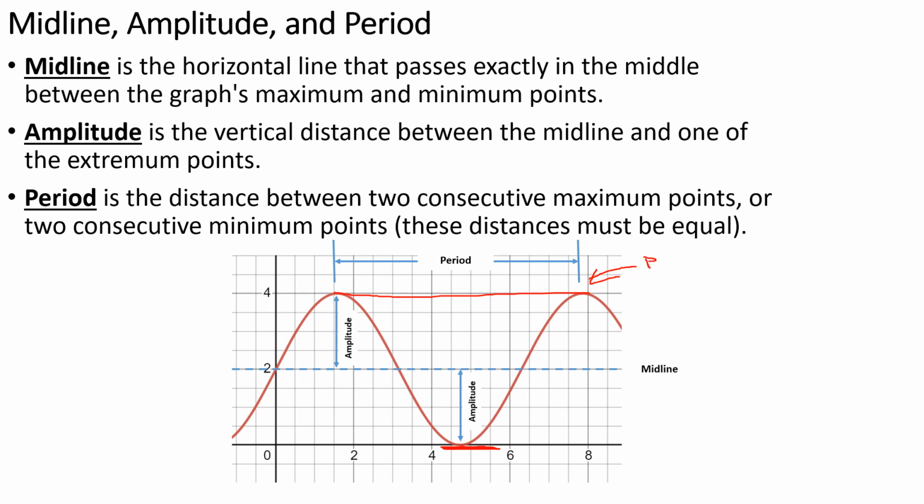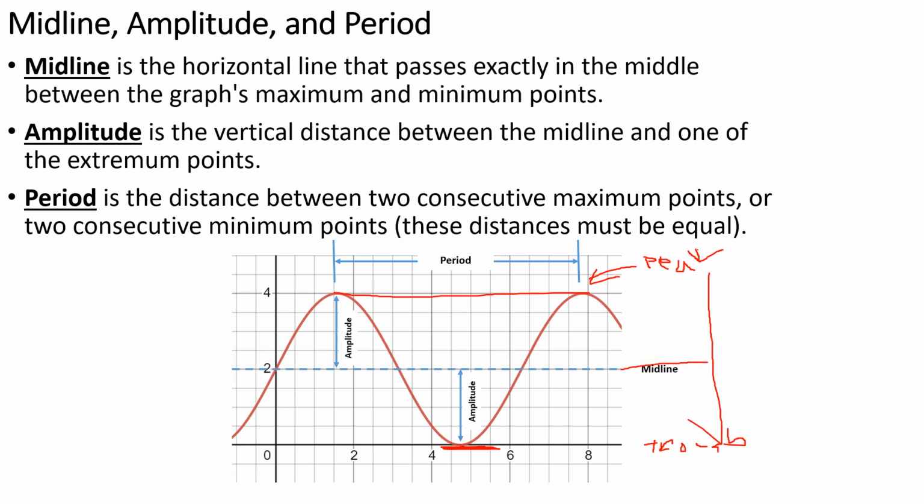is called a peak. At the bottom, the bottom is called the trough. That is the lowest point of the sine wave or cosine wave. So there's a peak and trough. Halfway between the highest point and the lowest point, or between the peak and the trough, is the midline.